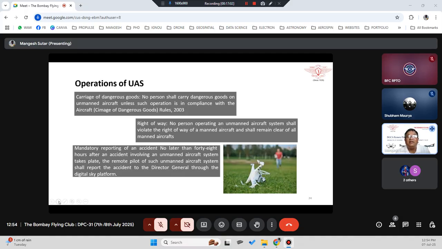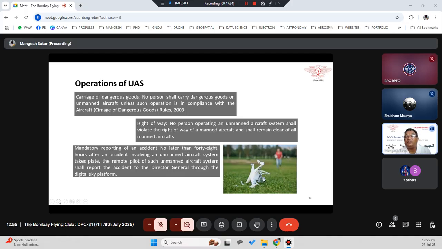Mandatory reporting: in case you had an accident or some issue and you crash your drone, you have to report that incident to DGCA, or log a case with the DGCA, within 48 hours. If you have insurance for your drone, you have to mandatorily report it. Without that reporting, you cannot claim your insurance. It must happen within 48 hours; you cannot delay beyond that.